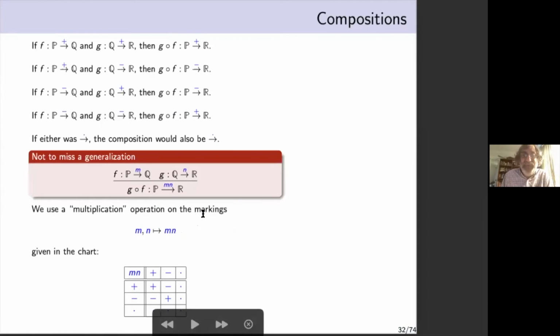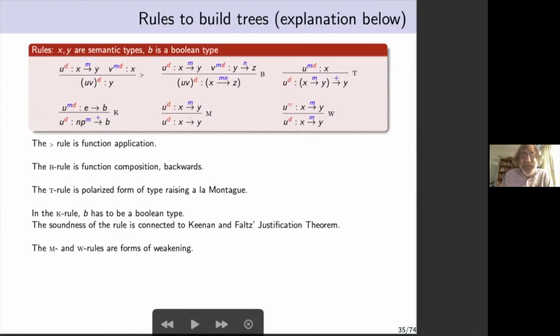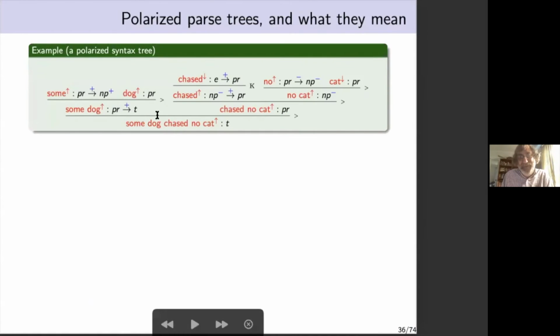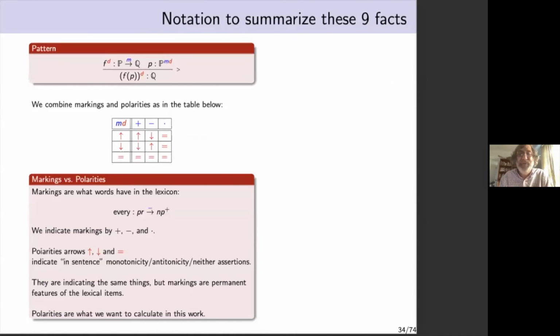And the reason that I do that is that I can later on put in things like, this is a picture of some dog chased no cat. So it would come to us with this in the syntax, without all these arrows and the plus and the minus, and our computer program fills in all the rest of this. So let me show you a little bit of how this goes.